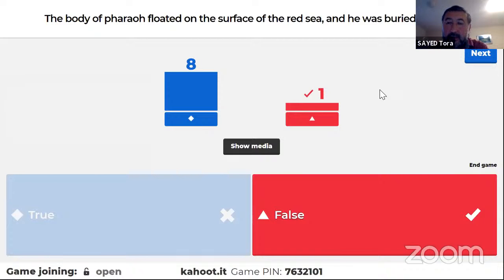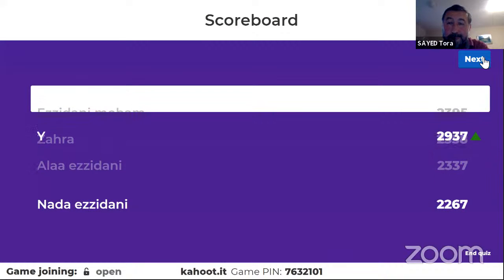Because the trick was the sentence at the end that says he was buried in Egypt. He was never buried. His body was mummified. Yes, the body of Pharaoh floated on the surface of the Red Sea. That's true. But Allah subhanahu wa ta'ala saved his body so that, subhanAllah, it remains as a lesson, an example for humanity until the day of judgment. But he is not buried. His body is mummified. And if you go to Egypt, you can see the mummified body of Pharaoh, who claimed to be God.